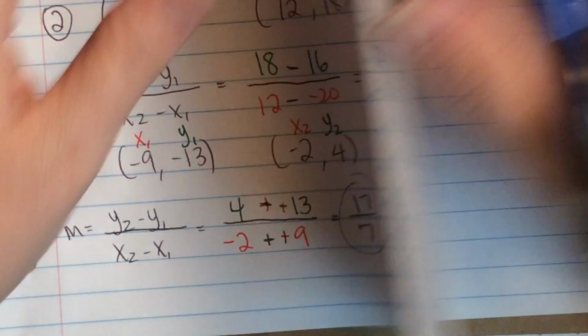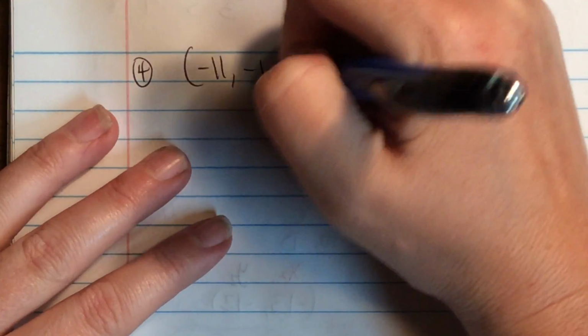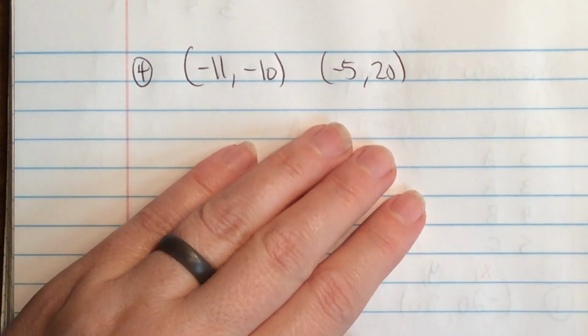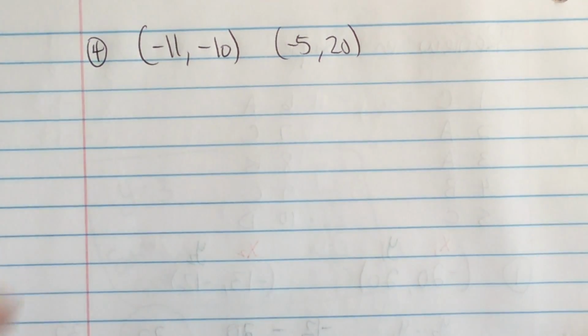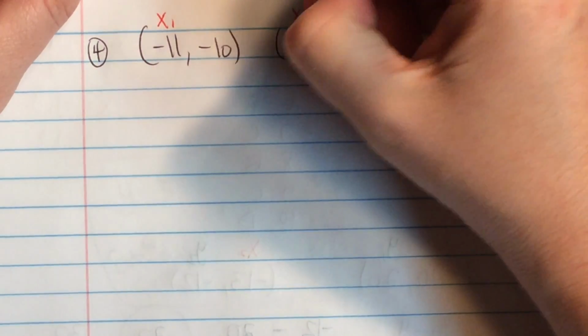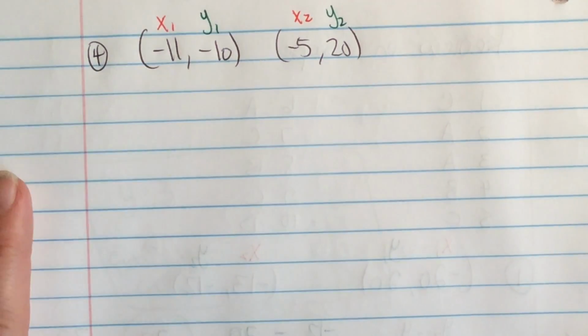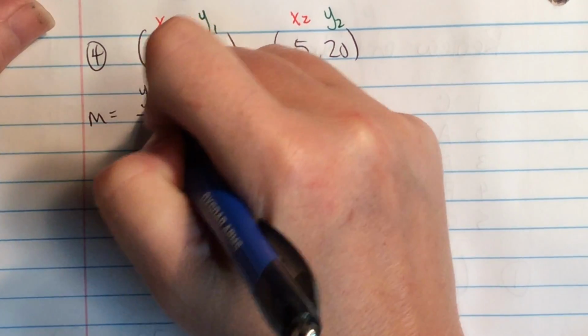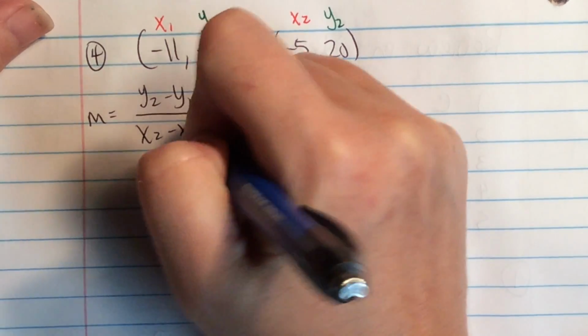All right. Number 4. You have -11, -10, -5, and 20. Okay. I don't remember the color. I think I chose red for X. I don't want to confuse you. All right. Hopefully by now you know what I'm going to write, and you're writing it too.